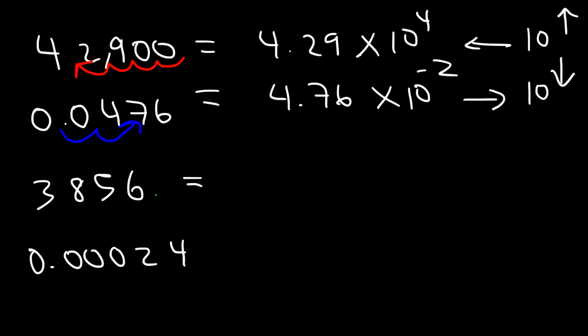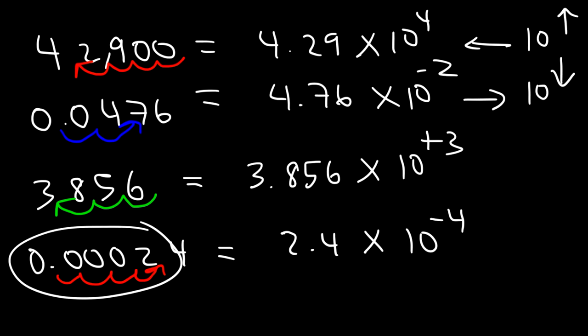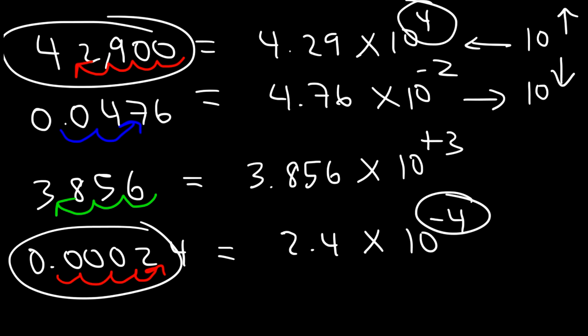For this example, we need to move 3 units to the left. So it's going to increase by 3 relative to 0. So it's going to be 3.856 times 10 to the positive 3. And if we move it to the right, it's going to decrease starting from 0. So it's going to be negative 4. It's going to go down by 4 units. So 2.4 times 10 to the minus 4. So as you recall, small numbers like this one are associated with negative exponents. Large numbers are associated with positive exponents.